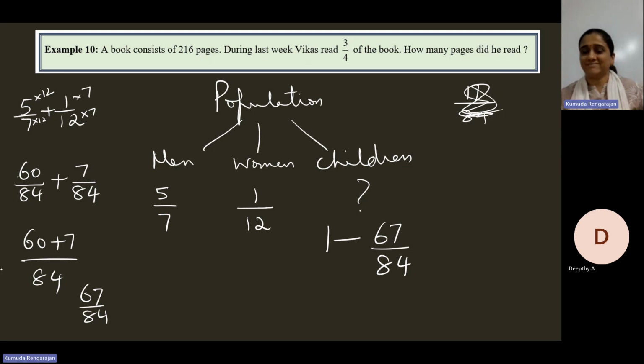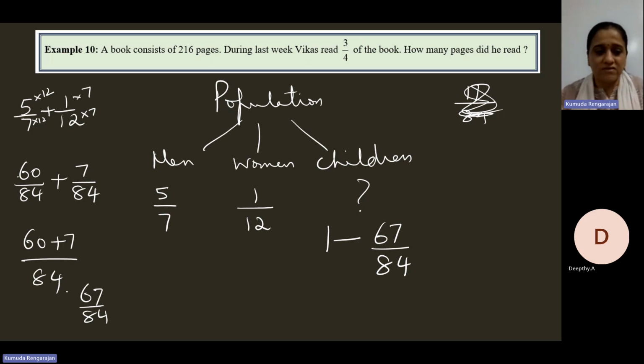Correct. Okay, so how do you add? 1 is 84 by 84. Very good. So we need to add 5 by 7 plus 1 by 12. The LCM is 84. So you understand the step: how do you add or subtract? Using LCM. Multiplication and division, no LCM. For multiplying and dividing fractions, we don't use LCM. Addition and subtraction use LCM. So the least common multiple is 84.